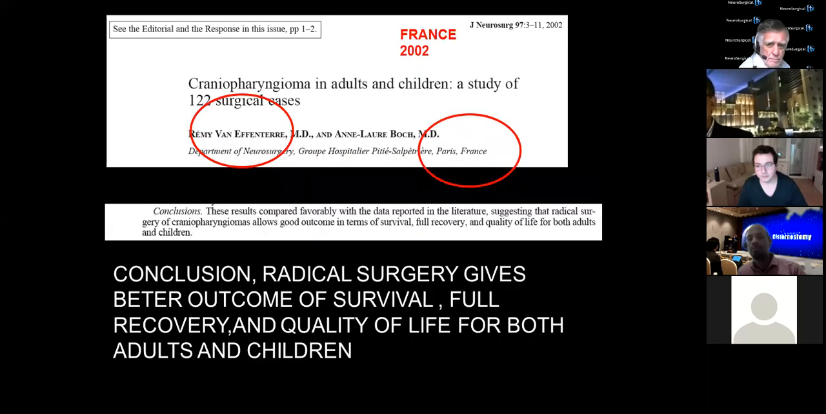Craniopharyngiomas in adults and children, study of 122 surgical cases from Paris. Conclusion. These are real papers. Radical surgery gives better outcome of survival, full recovery, and better quality of life for both adults and children. Is there any place for any mediocre surgeon to stand and speak about biopsy and radiotherapy? I hope they would be disappearing from the world totally.